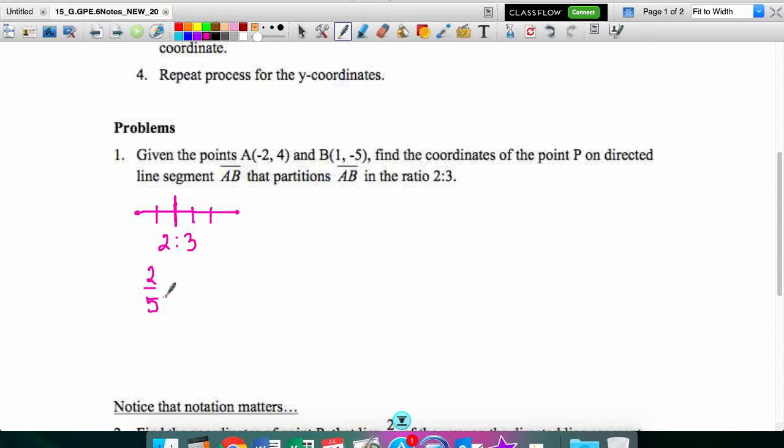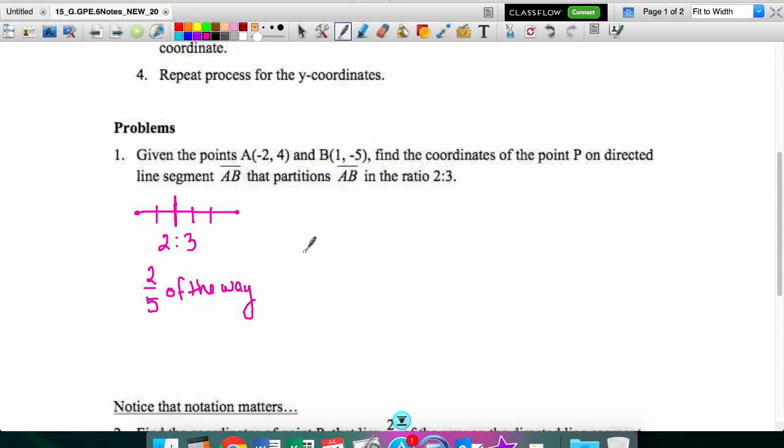Another way to think of this is that the first number in the ratio gives you the numerator, and if you add the 2 numbers, that gives you the denominator. So it's the first number over the sum. And this will be the distance from the first point. So 2/5 of the way.